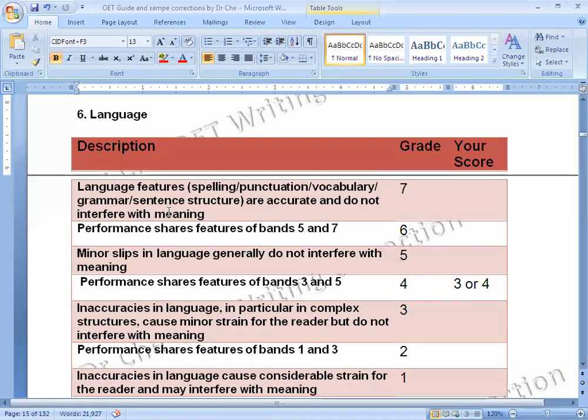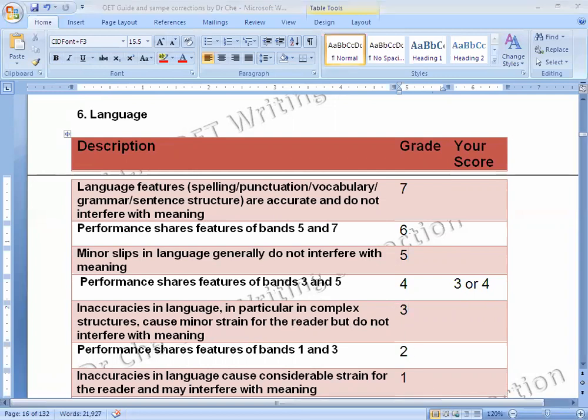Language features mean spelling, punctuation, vocabulary, grammar, and sentence structures are accurate and do not interfere with meaning. Okay, you should write in such a way that it does not interfere with meaning. Minor slips in language are acceptable, then still you will get 5. But if you have inaccuracies in punctuation, vocabulary, spelling, grammar and sentences, it will cause strain for the reader, but if it is still not interfering with meaning, you will get 3 marks.